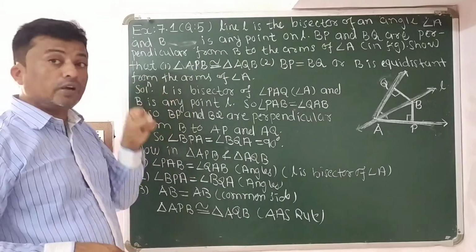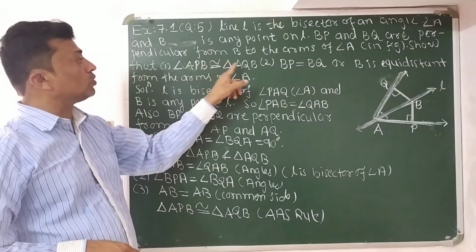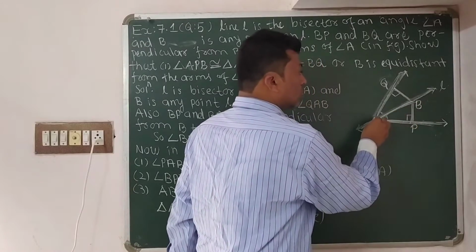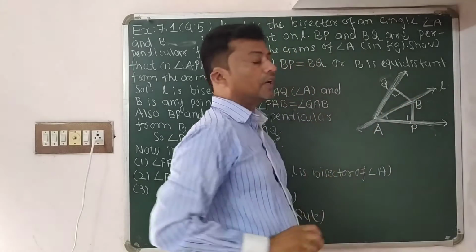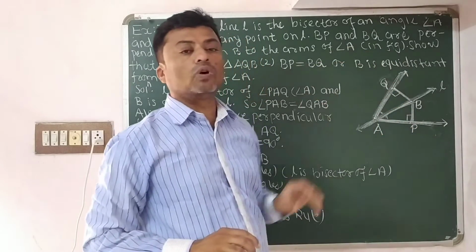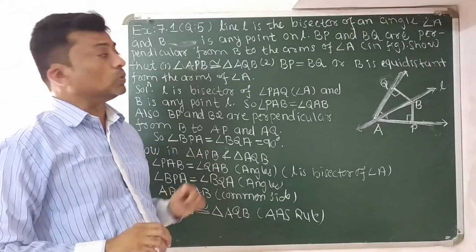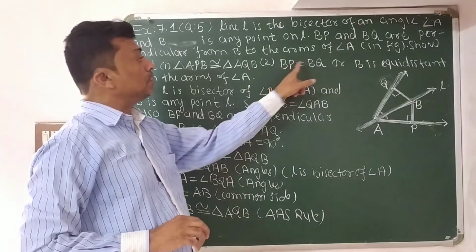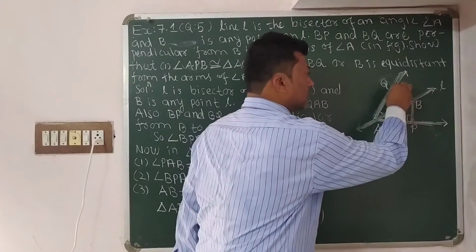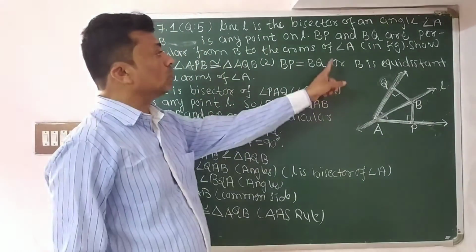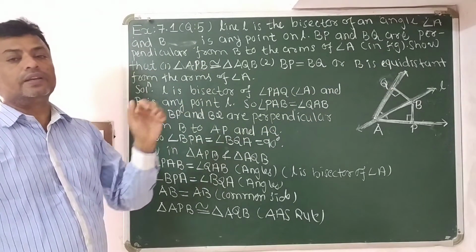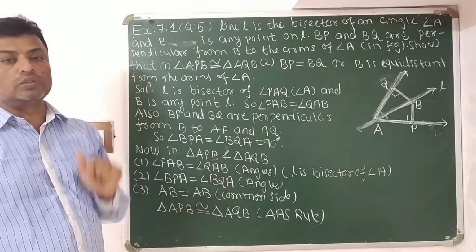Now, what do we have to prove? Triangle APB is congruent to triangle AQB. Both triangles are congruent to each other, that we have to prove. Also we have to prove BP is equal to BQ, or B is equidistant from the arms of angle A, that we have to prove. Now we will solve this question.